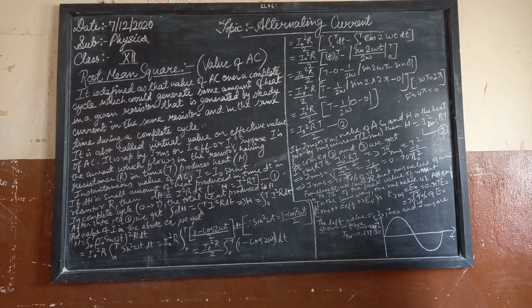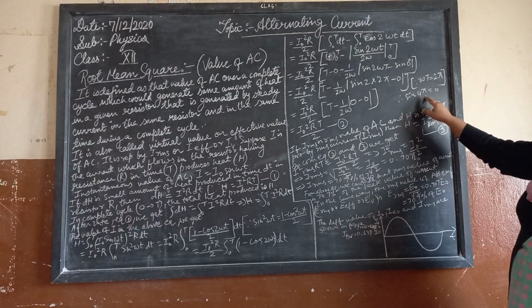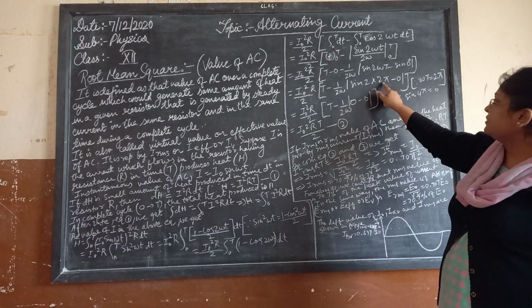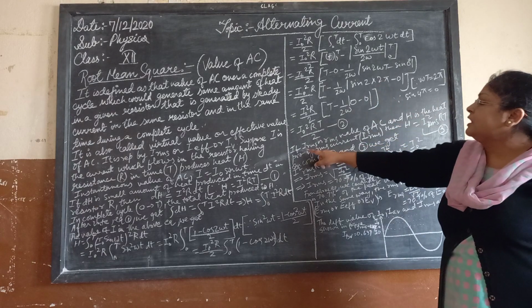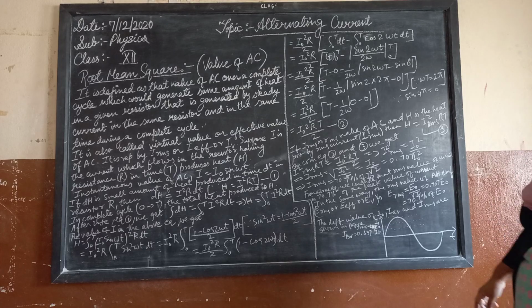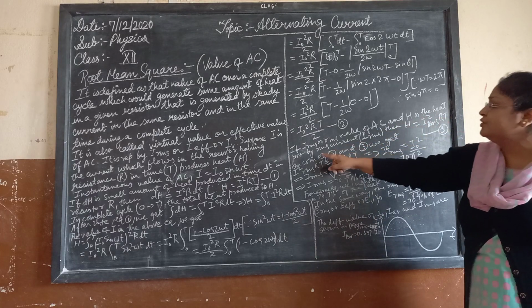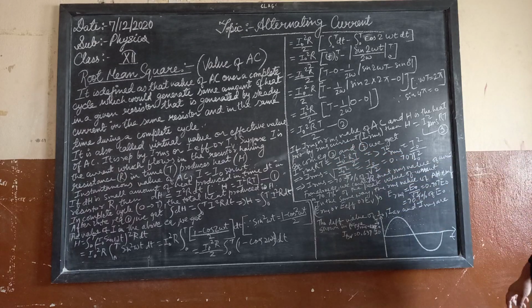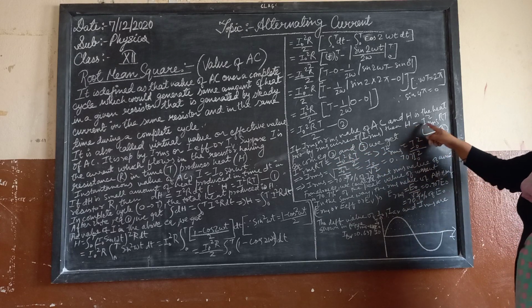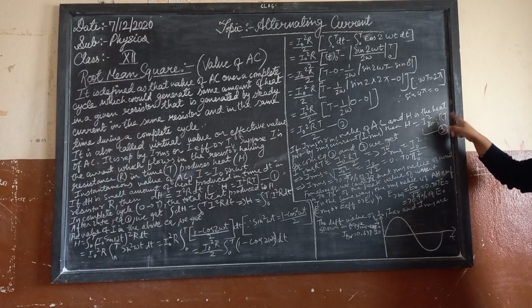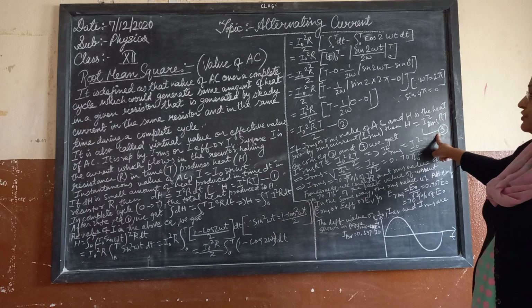Second equation. And we know it very well, that sin 4 pi is equal to 0. Now if IRMS is the RMS value of AC and H is the heat produced by the RMS current, then H is equal to IRMS square RT. This is the third equation we can take.